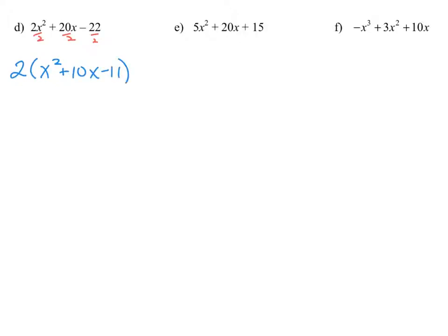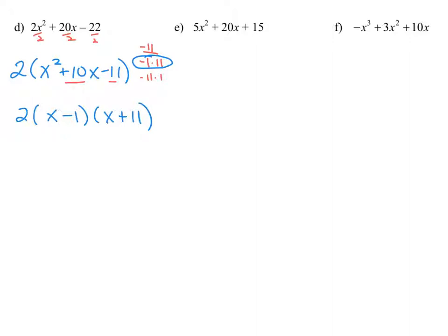Now the trinomial inside the parentheses is something we can factor further. Looking at that last term of negative 11, we list all the pairs of factors of negative 11, and we want to find the one that will add up to positive 10. So negative 1 times positive 11, or negative 11 times positive 1. The pair of factors that will add up to the positive 10 is the negative 1 and the positive 11. So the factors are x minus 1 and x plus 11.